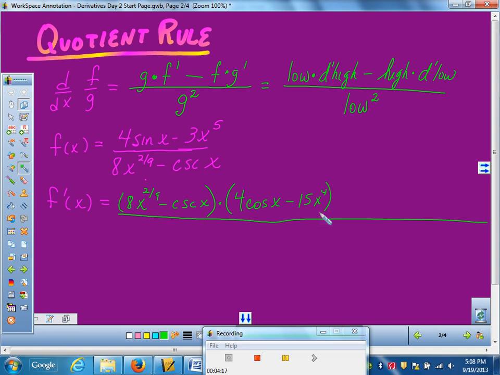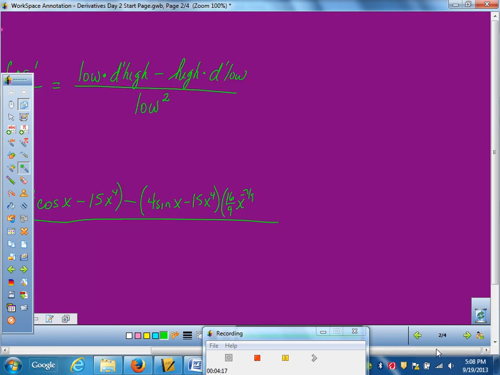So there's low d high minus, I copy the high down, and if I do the derivative of the low, well, okay, that's going to be 16/9 x to, I subtract 1, that's going to be the negative 7/9. And then I have to do the derivative of cosecant.